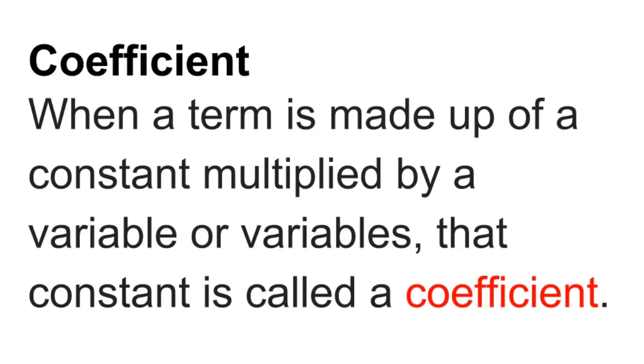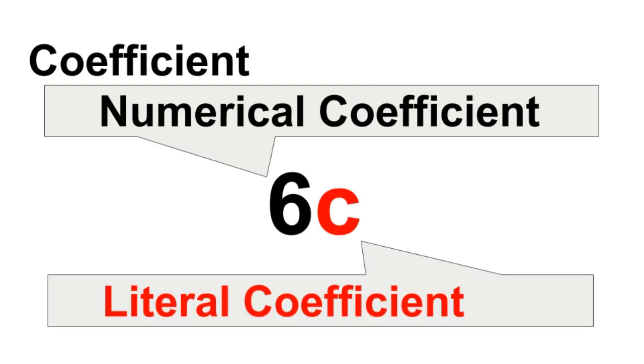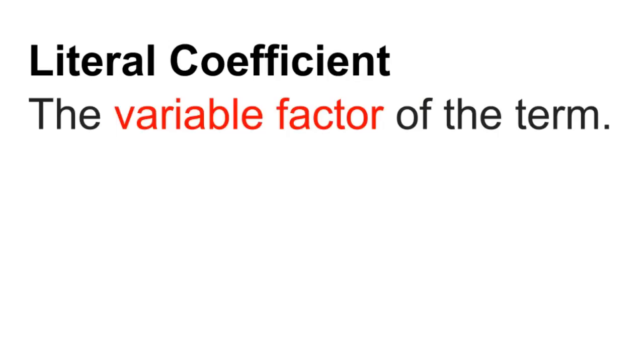When a term is made up of a constant multiplied by a variable or variables, that constant is called a coefficient. Specifically, it is called numerical coefficient. The numerical coefficient of the algebraic expression 6c is 6. The literal coefficient is c. Literal coefficient is just the variable factor of the term.